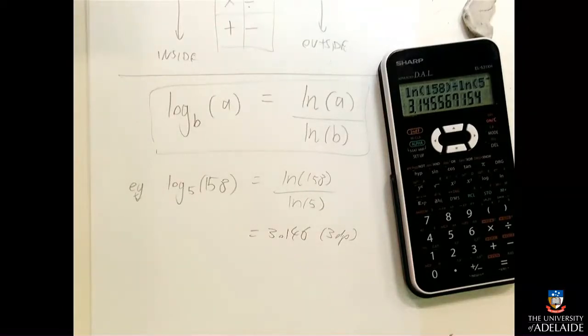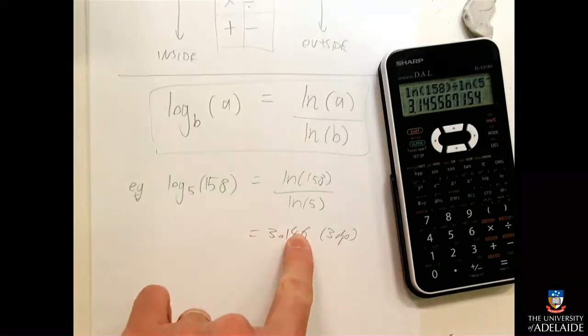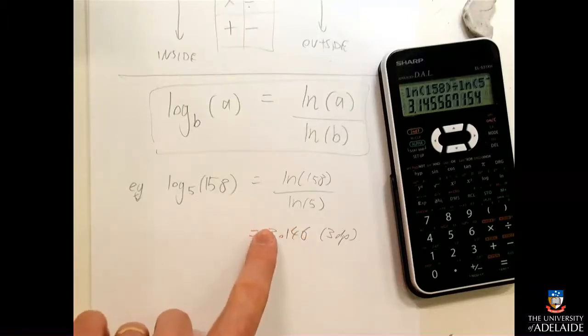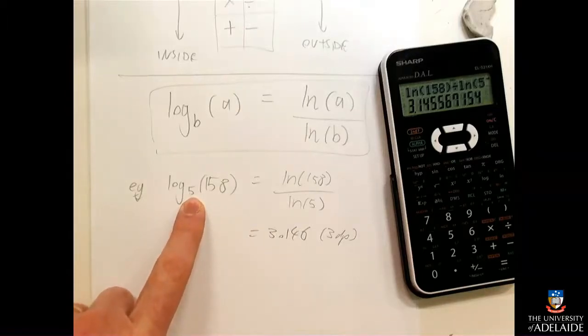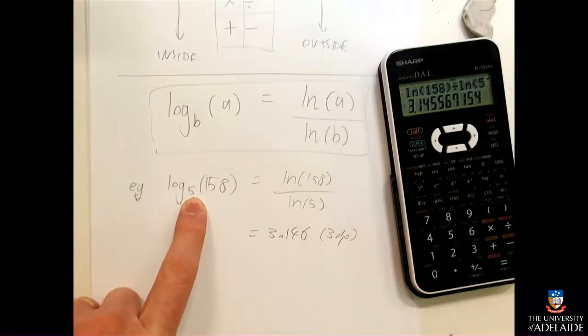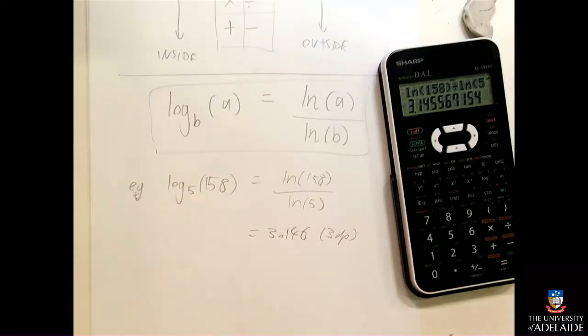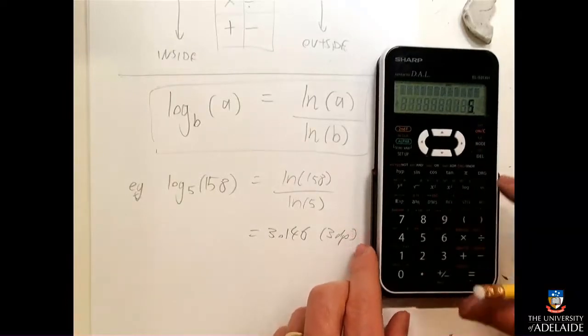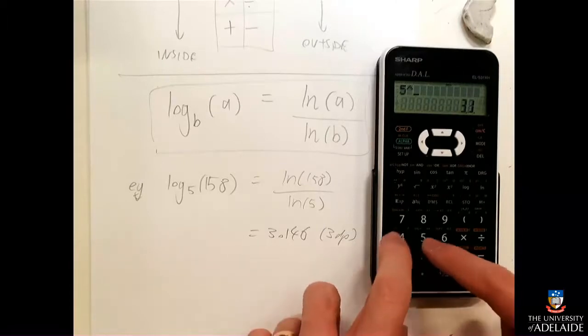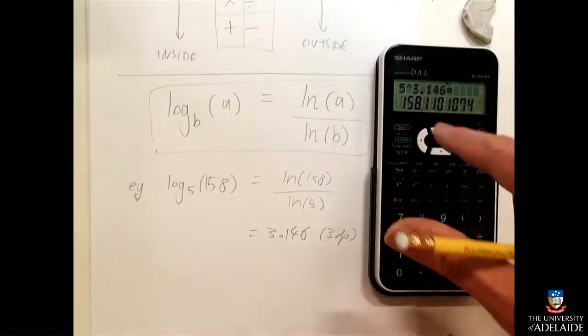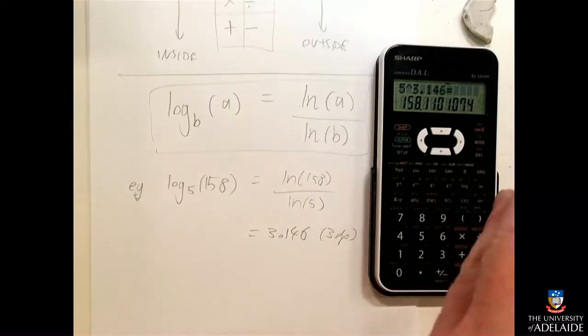If this really is the correct answer, then I should be able to go 5 to the power of this, and it should give me 158, because that's the idea here. I figured out that it was between 3 and 4, because I know that 5 to the power of 3 was 125, which was too small, and 5 to the power of 4 was 625, which was too big, so it had to be between. So if I do 5 to the power of 3.146, 158.1. Awesome. It doesn't give exactly 158 because I rounded it off.